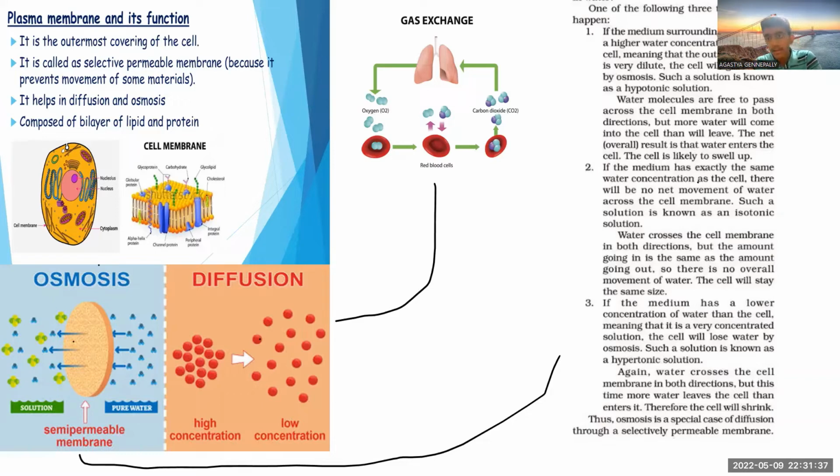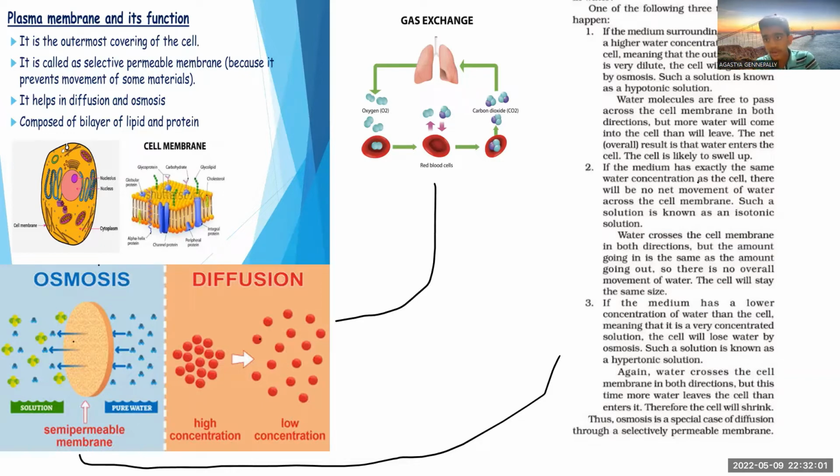Clear? Now, here we have an example to understand osmosis. Osmosis occurs in three solutions: hypotonic solution, hypertonic solution, and isotonic solution. We're going to understand everything one by one. Okay, so let's go through the hypotonic solution according to the points over here.